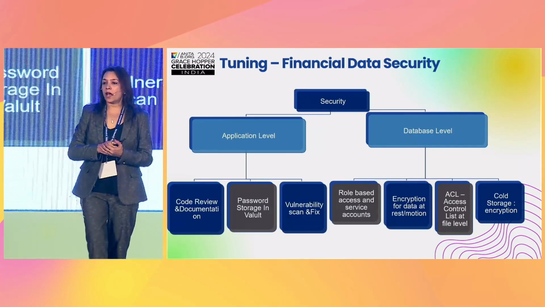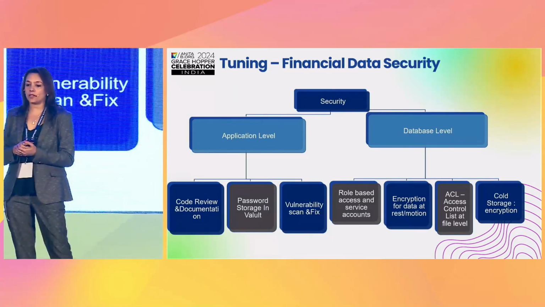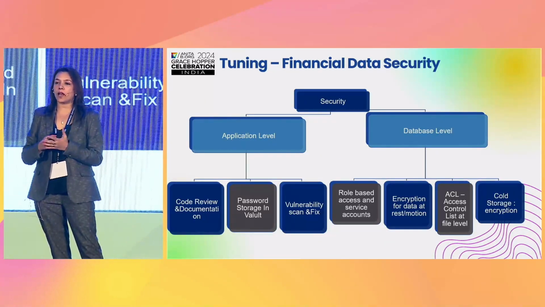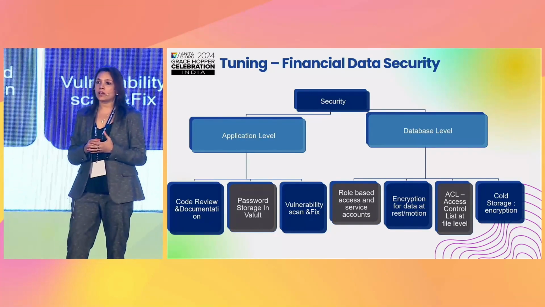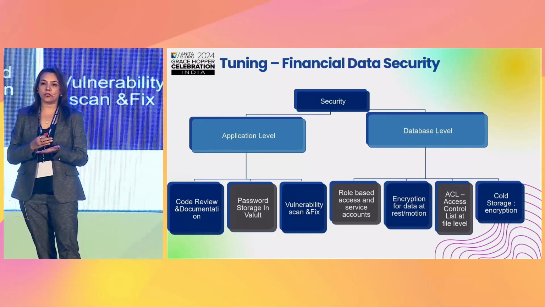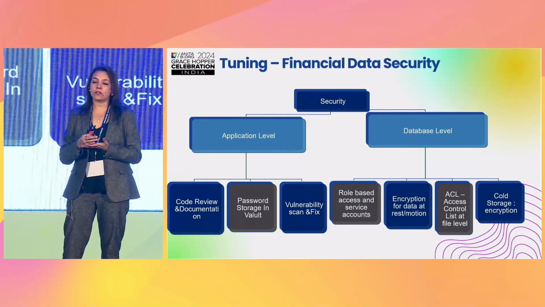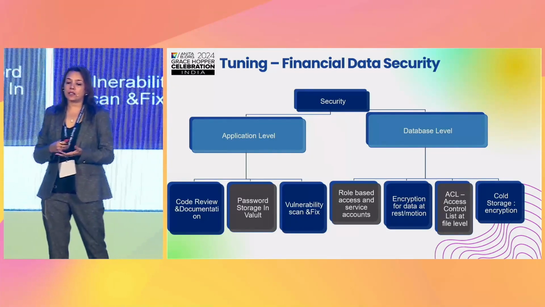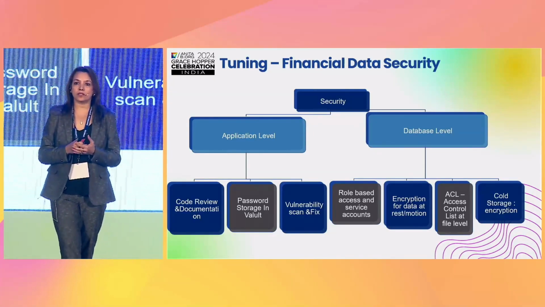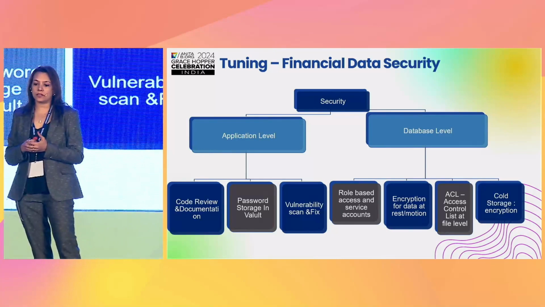Then we go to financial data security. So data security in financial data is the most important thing. And we have two kinds of financial data security, that is application level and database level. So application level includes code review and documentation. So everything should be documented, codes should be reviewed, and passwords are stored in vaults. That is the most important thing that we do. And continuous vulnerability scans and fixes need to be done as part of the application level security. This helps in keeping your data secure and compliant to the system.